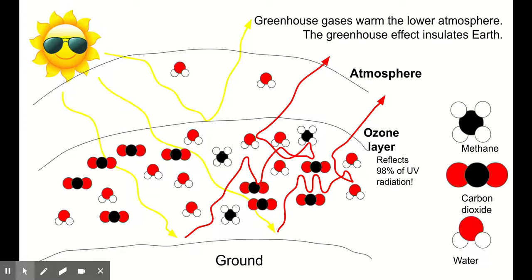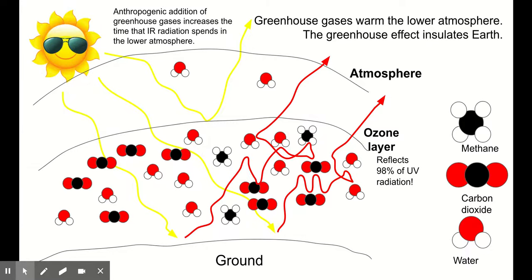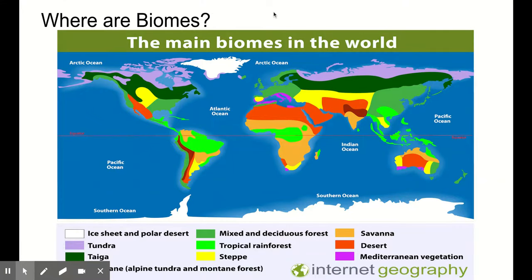Now let's take a look at the phenomena that underlie where we see our biomes. Oh yeah, I added a little summary sentence I forgot about. Anthropogenic, that means human-caused, addition of greenhouse gases increases the time that infrared radiation spends in the lower atmosphere. That's what we just talked about. We're good. Okay, so now I want to explain to you this crazy biome phenomenon.